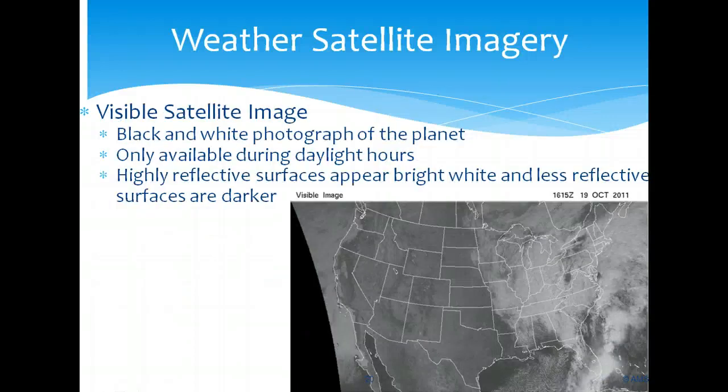Now, the importance of satellites obviously is to produce images which will give us some indication as to the weather across specific regions of the world.